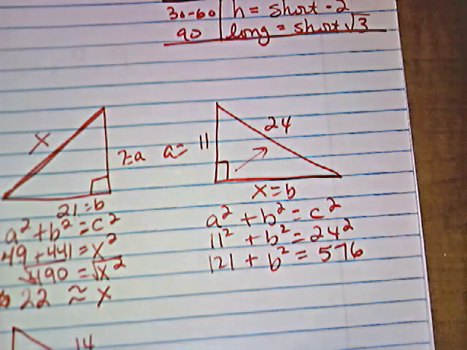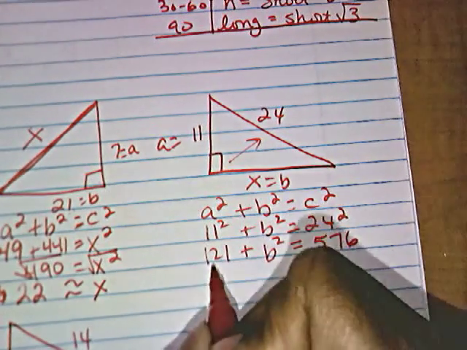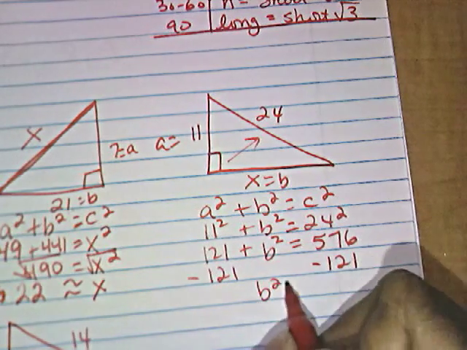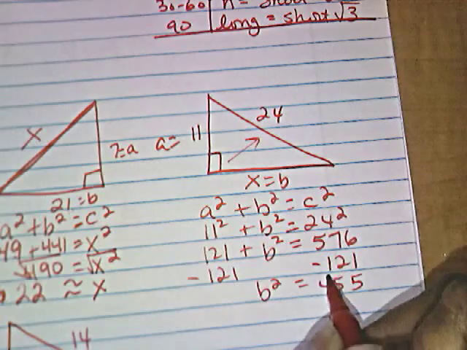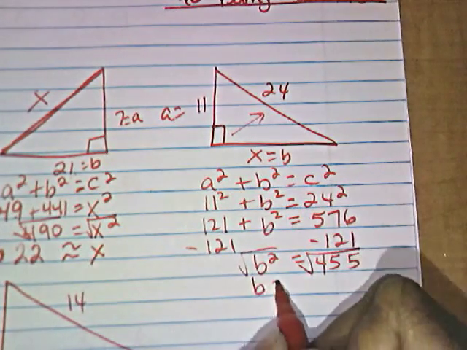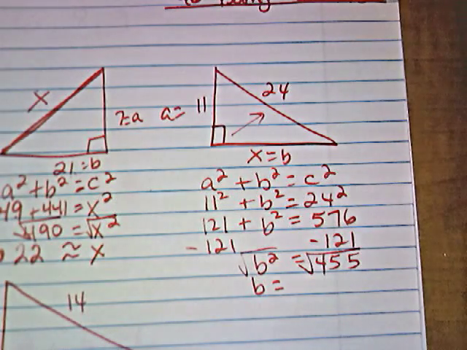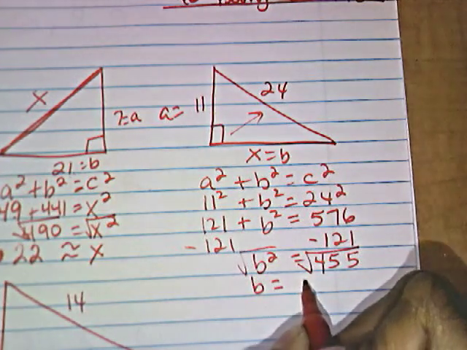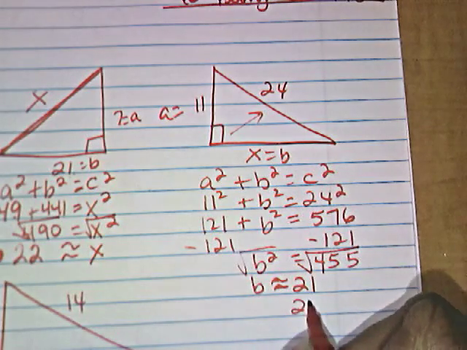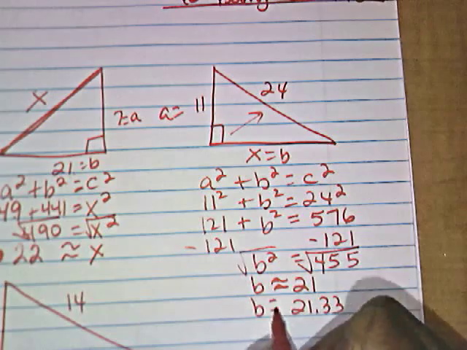Now I'm just going to solve for b. I'm going to subtract 121 from both sides. And that's going to leave me with b squared equals that number right there. And then I'm going to find the square root of that. And when I find the square root of 455, that gives me approximately 21. Okay, it's really 21.33. B equals, but I'm going to estimate.